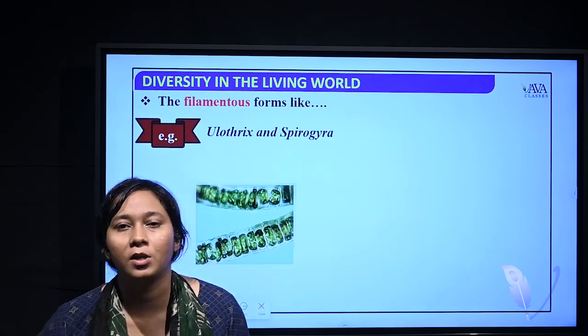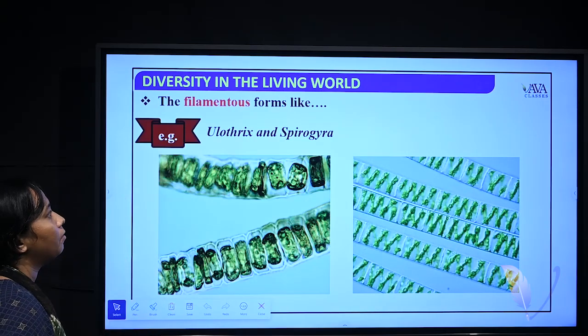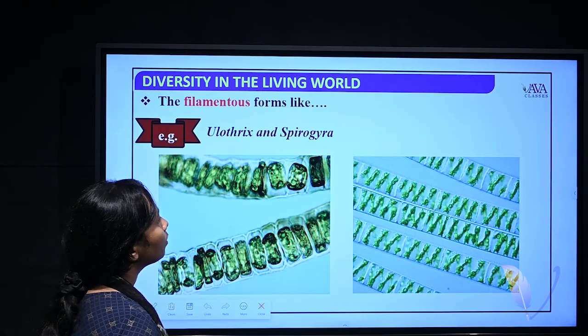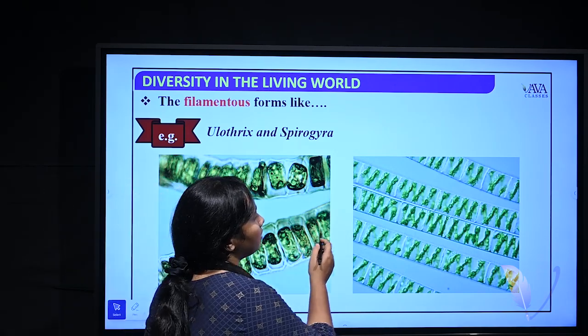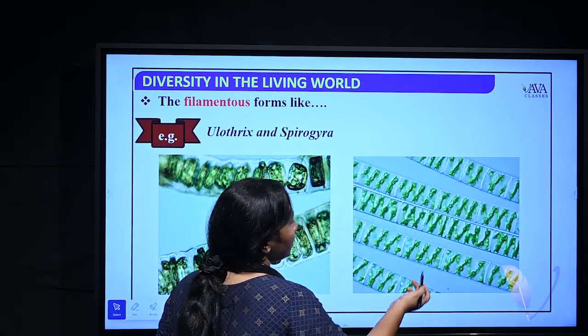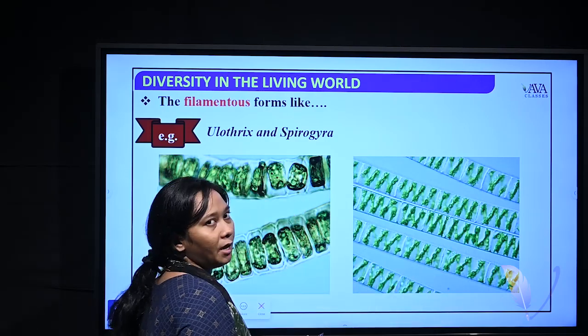Filamentous forms are also present. For example, Oedogonium, and Spirogyra. Here in Spirogyra, you see each cell looks like a filament-type structure.